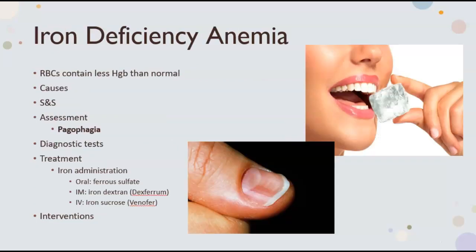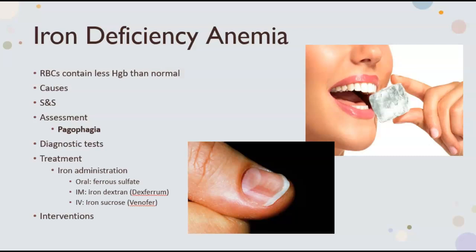Next is iron deficiency anemia. This is when the red blood cells contain less hemoglobin than normal. So remember, iron is needed to form hemoglobin. So a deficiency in iron means that there is a deficiency in hemoglobin. So that is causing the low levels of hemoglobin in the red blood cells.